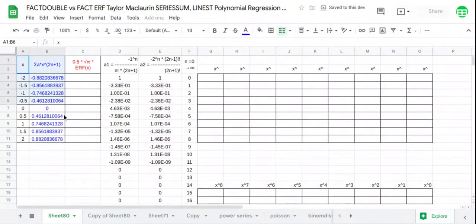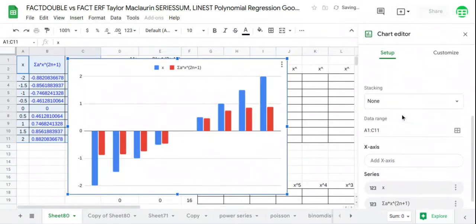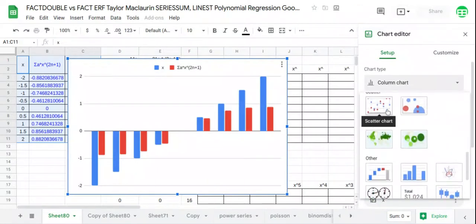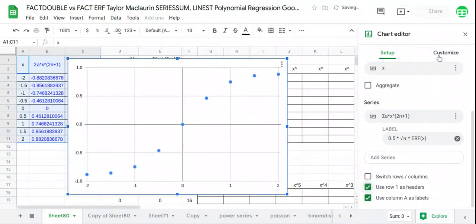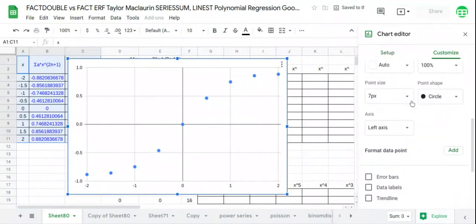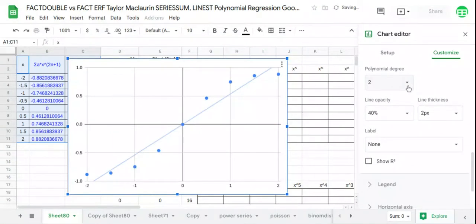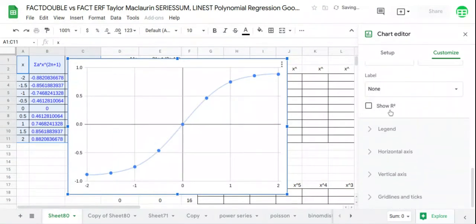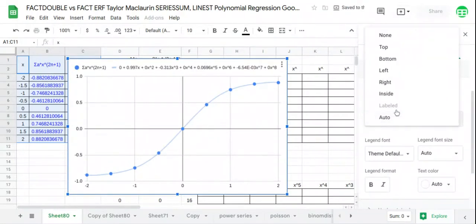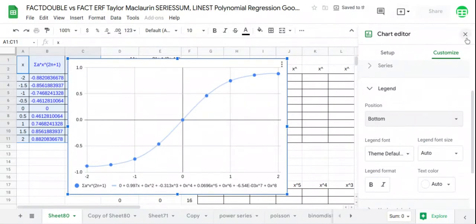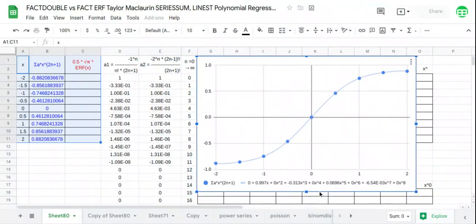And we'll chart this. We'll use this scatter chart, and use row 1 as header. For the series, show the trend line, polynomial to the 8th degree. For the label, use the equation. For the legend, position at the bottom. So here's the trend line and polynomial of the formula of the error function.